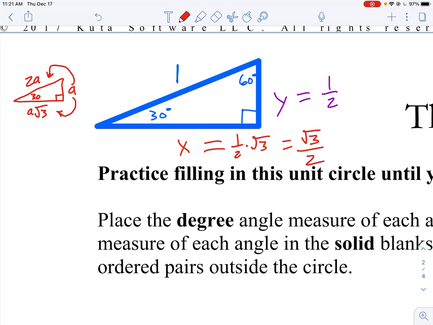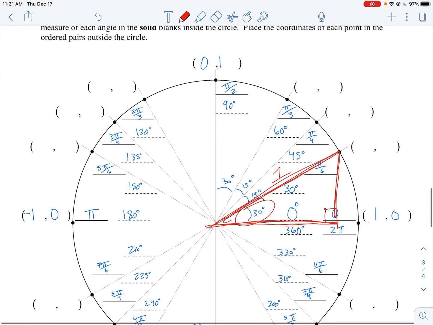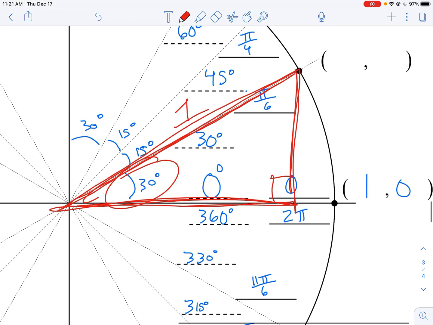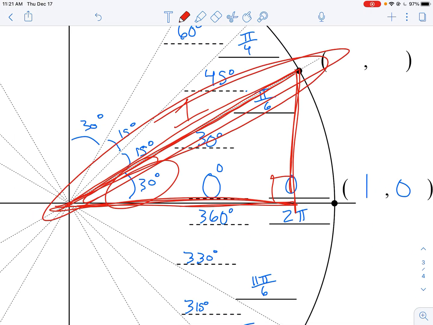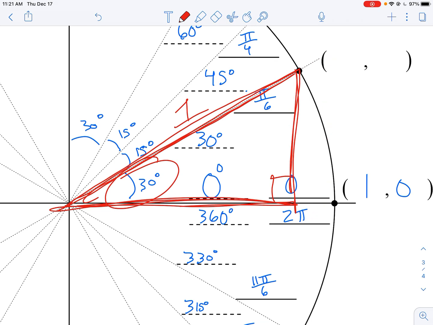Now that I've done that, this length is the square root of 3 over 2, and this length is 1/2. So I can go over to my unit circle, where I was drawing before. If this is 1, then this one here is going to be 1/2, and this is going to be the square root of 3 over 2. And so I can fill this in. The x component is going to be the square root of 3 over 2, and my y coordinate here is going to be 1/2.